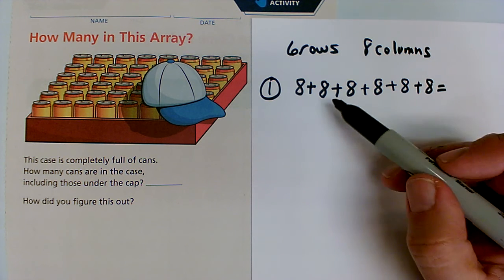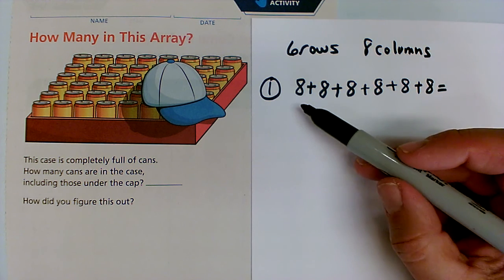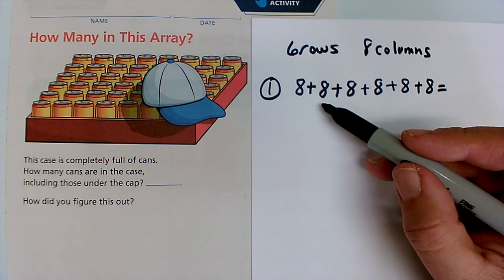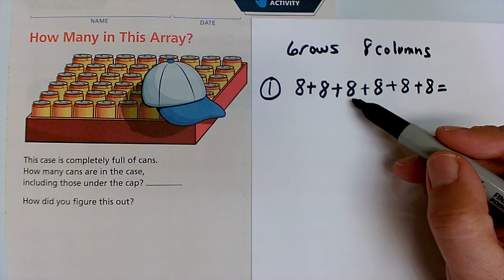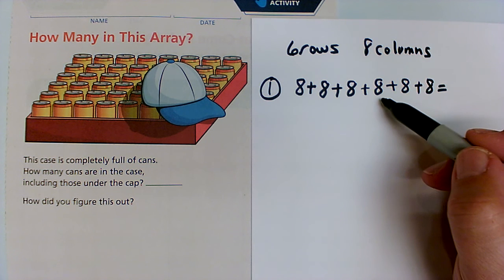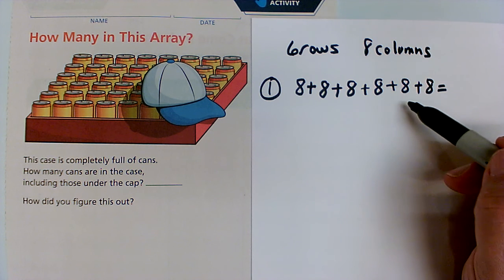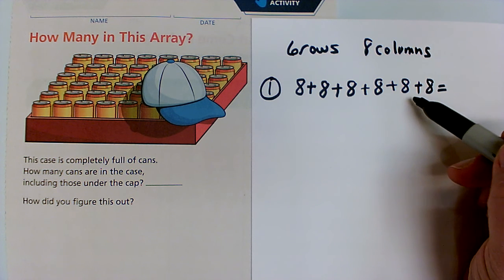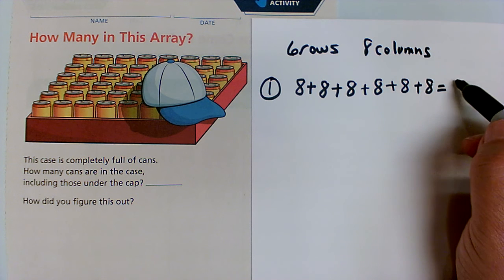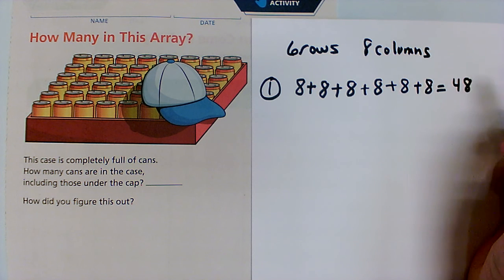Okay, so let's skip count by 8s. We have 8 plus 8, that's 16. Plus another 8 is 24. Plus another 8 is 32. Plus another 8 is 40. Plus another 8 would give us 48 cans in the case.